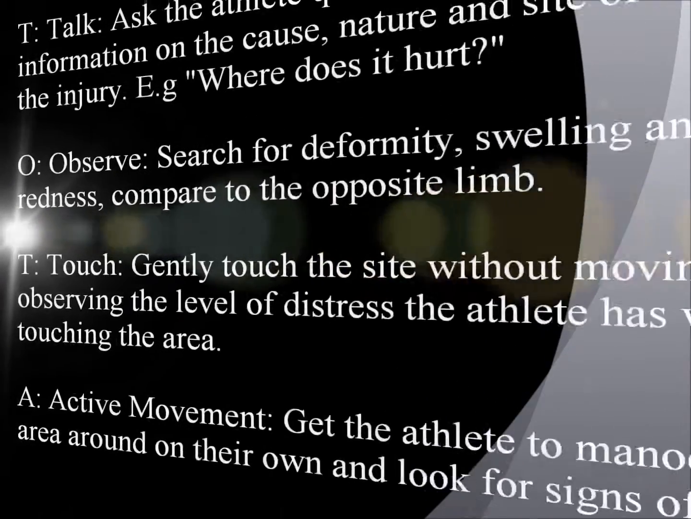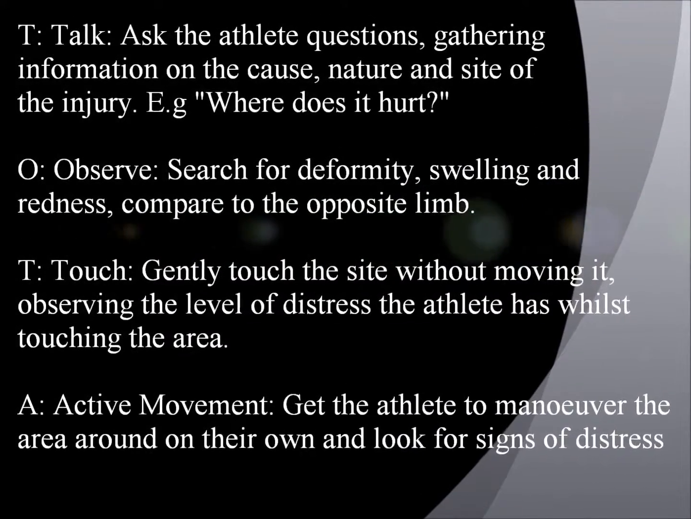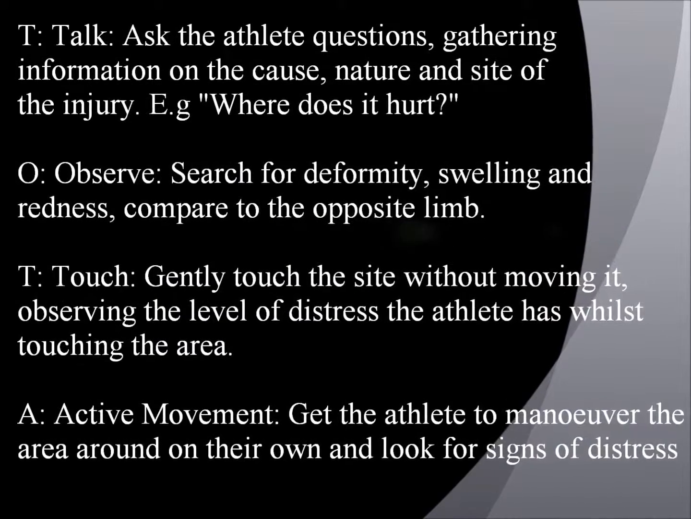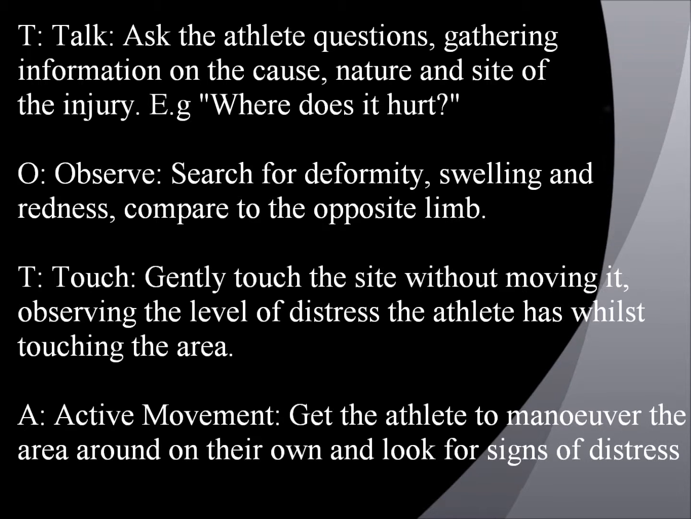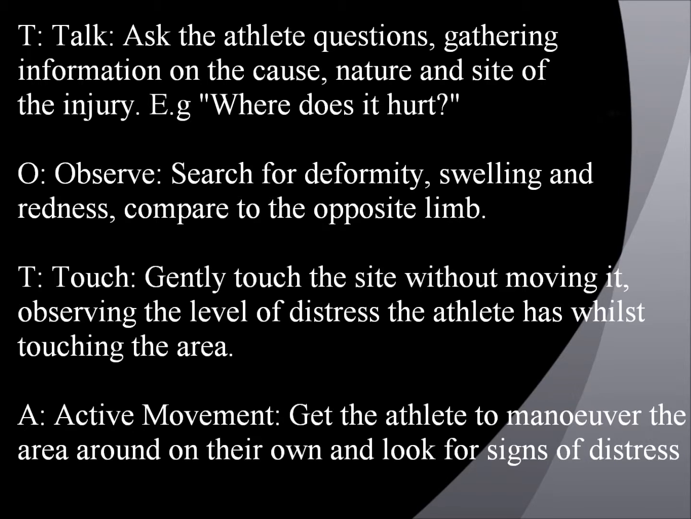Talk. Ask the athlete questions, gathering information on the cause, nature, and site of the injury. For example, where does it hurt? Observe. Search for deformity, swelling, and redness, compared to the opposite limb. Touch. Gently touch the site without moving it, observing the level of distress the athlete has while touching the area.